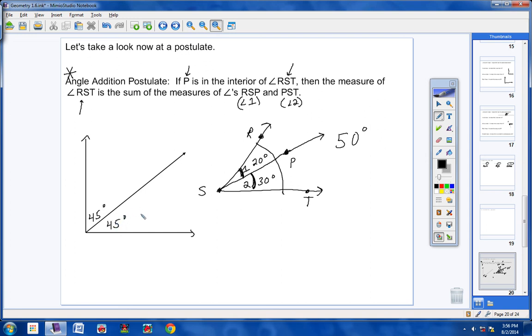In other words, let's call this angle 1, and we'll call this angle 2. If I add angle 1 and angle 2 together, 45 plus 45 degrees, I'm going to get 90 degrees. And that's all that this postulate is saying. It's just saying when you have an angle with a ray inside the angle, if you add these two angles together, they're going to give you the entire angle. And to me, that's pretty simple, okay? So I hope that clarifies it. It makes it a little easier to understand. If you're still a little foggy, we're going to work some problems here in a second that I think will help you understand this a little better.